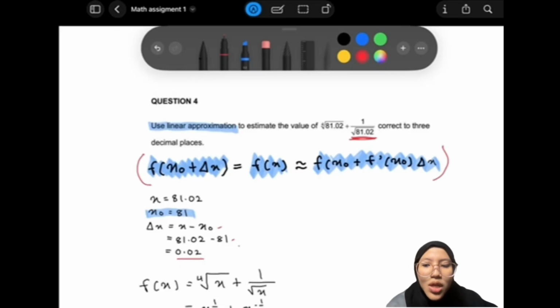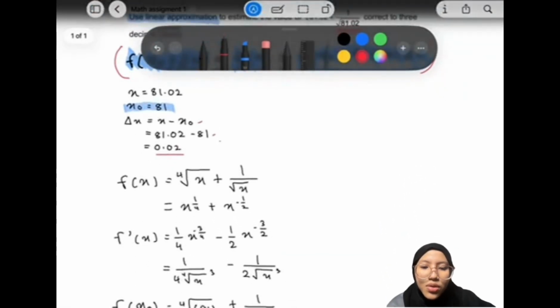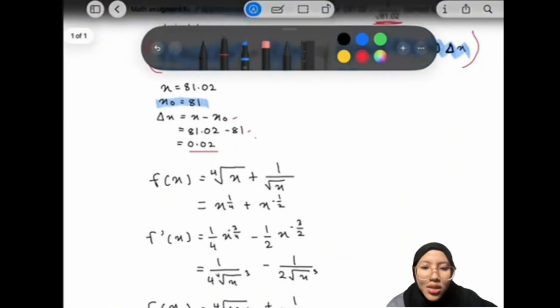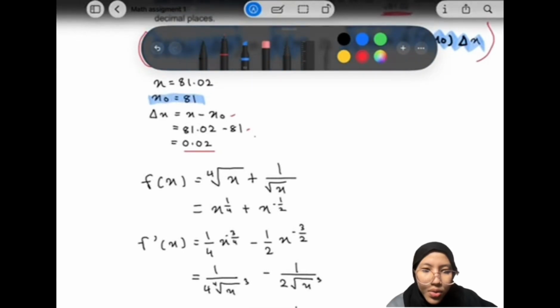Okay, next step is we have to define the function based on the question. We can define the function as f(x) equals the fourth root of x plus 1 over the square root of x. Or we can write it like this: f(x) equals x to the power of 1/4 plus x to the power of negative 1/2.